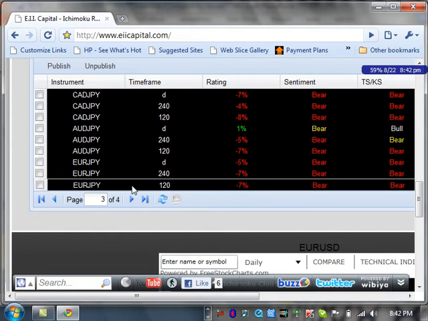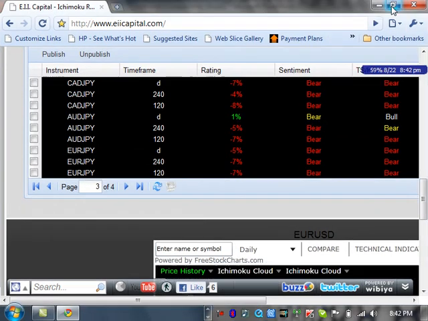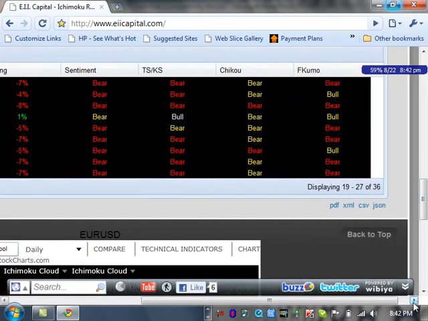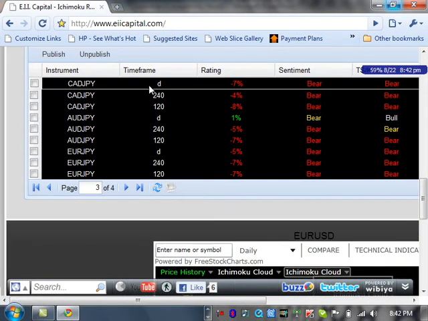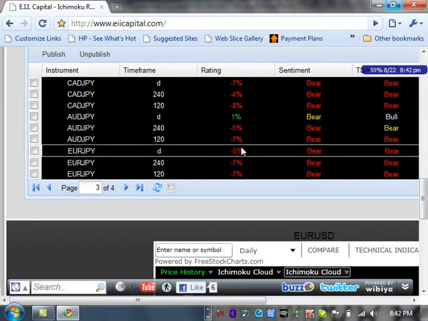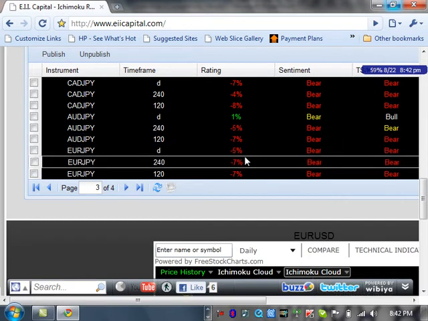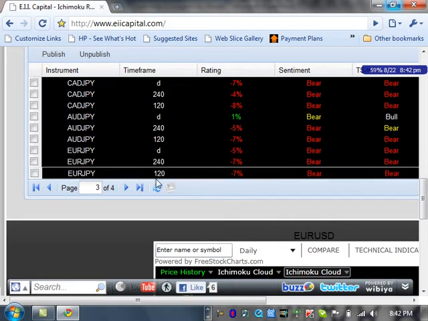Okay. Let's enlarge this. And if you scroll across, you can see that basically the Chikou is the only problem that we're having with the daily time frame for CAD yen. All the other time frames, euro yen, are all breaking down too on the bearish side. So basically everything is strong on the yen side.